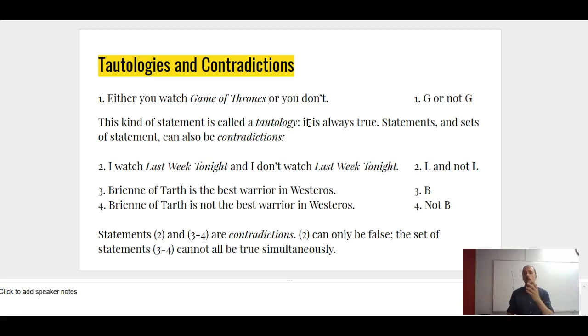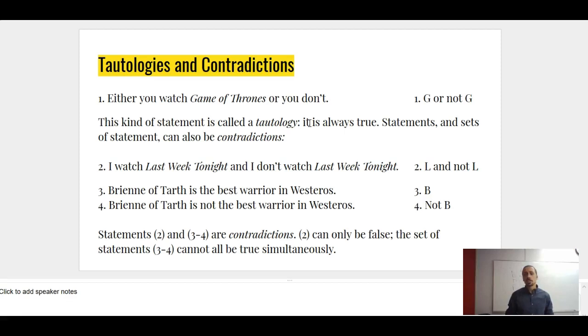So we see G or not G is always true because of bivalence. Suppose I do watch Game of Thrones, then either I watch or I don't is true. Now suppose I don't watch. Either I watch or I don't is still true. So no matter what, it is true because of bivalence, because things can only be either true or false.